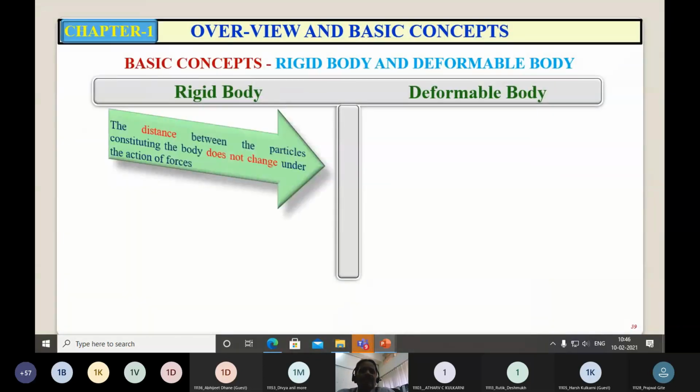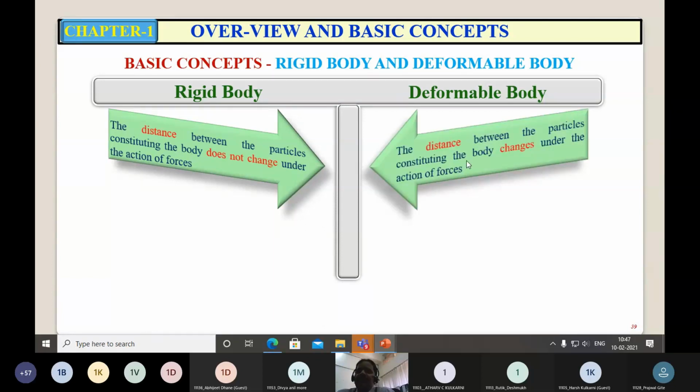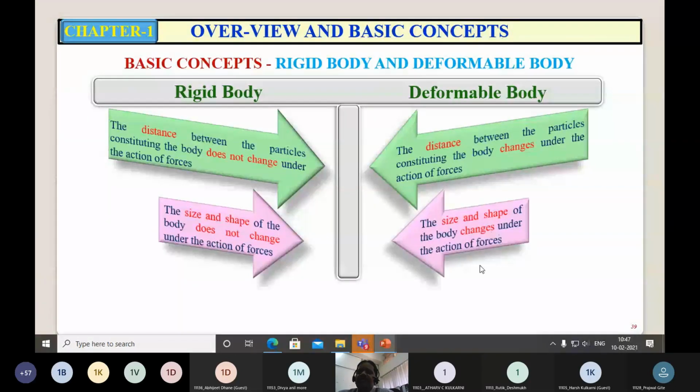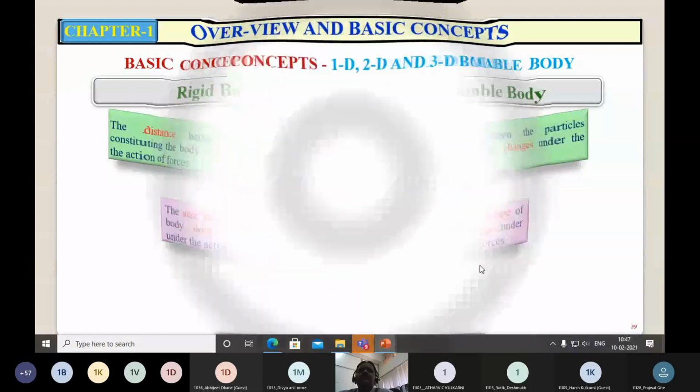The same thing here once again. The distance between the particles constituting the body does not change under the action of forces in a rigid body. The distance between the particles constituting the body changes under the action of forces in a deformable body. In a rigid body, the size and shape of the body does not change. As I'm saying that the distance between the particles does not change, it means the size and shape is not changing. Whereas in a deformable body, the size and shape of the body changes under the action of forces.